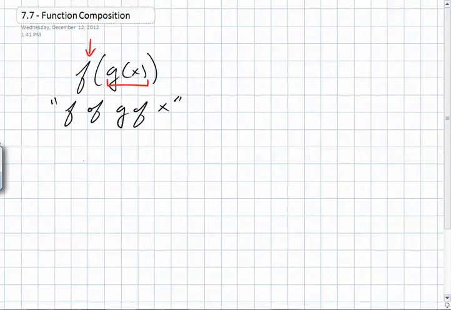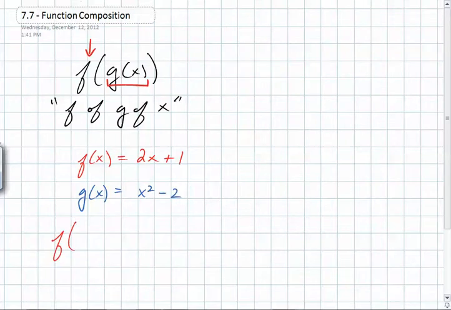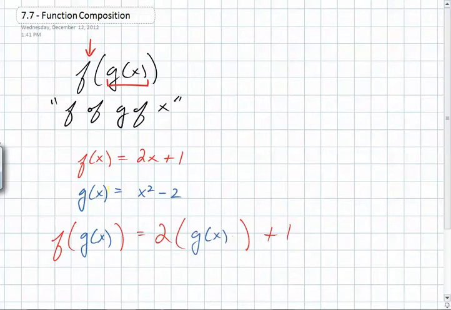So for example, let's say f of x was equal to 2x plus 1. And let's say g of x was equal to x squared minus 2. I could ask you what f of g of x is. That's simply going to be 2, and instead of x, you are going to write g of x. So you're replacing the x with g of x.